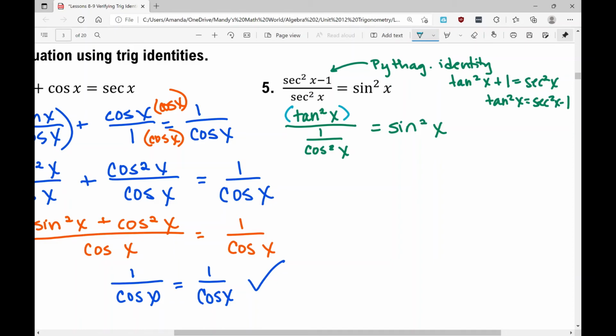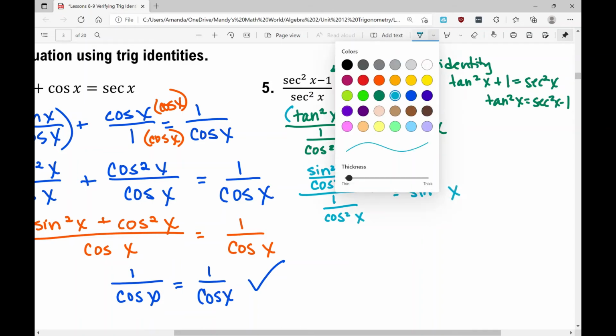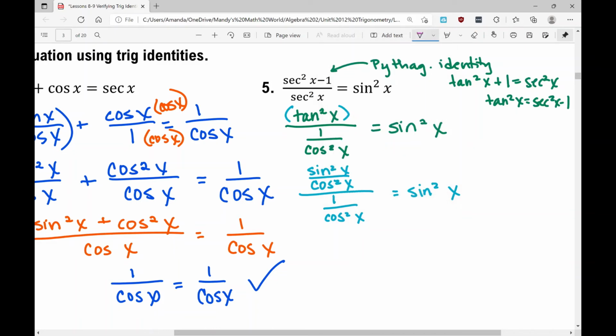Sine x over cosine x, so it's sine squared x over cosine squared x, and then we're going to be dividing by, I put a bigger line there, 1 over cosine squared x, equals sine squared x. And now, how do we divide fractions? Keep, change, flip. So I'm going to take what's in my numerator, sine squared x over cosine squared x. Instead of divide, I'm going to multiply. And instead of 1 over cosine squared x, I'm going to write cosine squared x over 1.